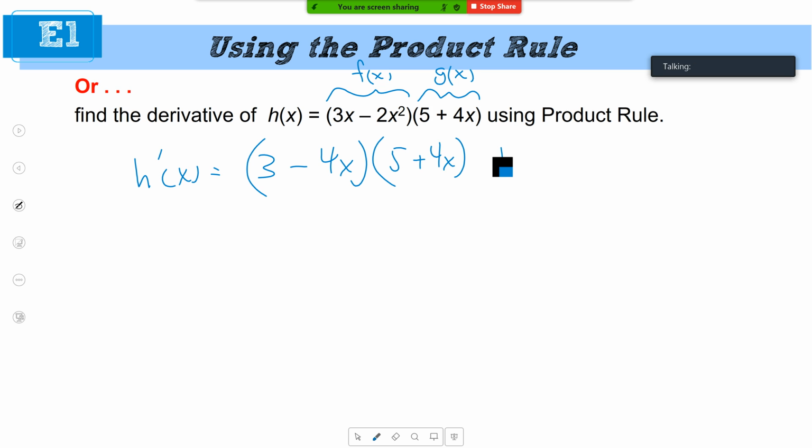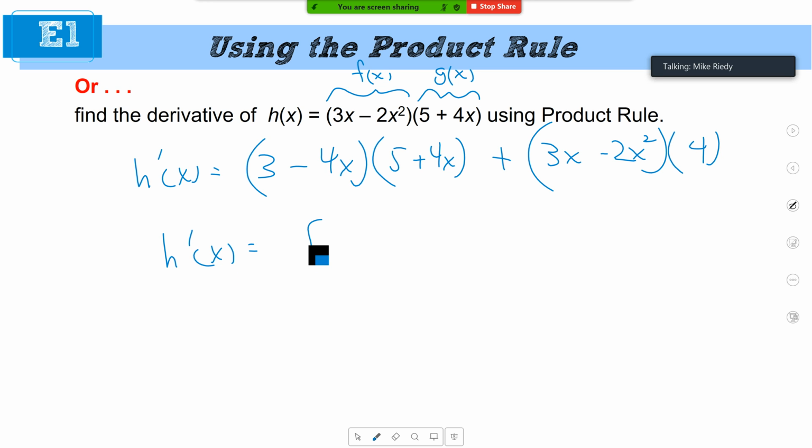Plus the first term times the derivative of the second term. For discussion purposes, that is the following. f prime of x times g of x plus g prime of x times f of x.